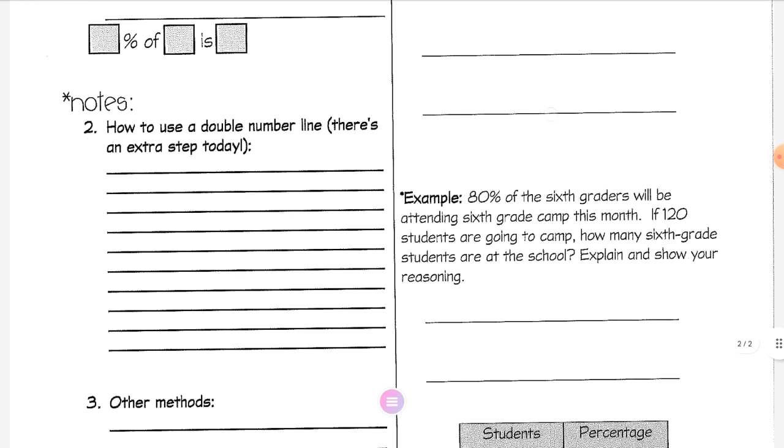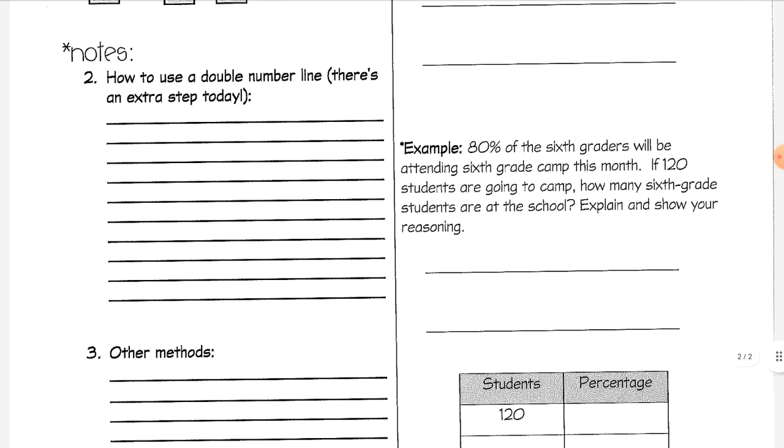So, how to use a double number line. It says there's an extra step today. We didn't write any steps yesterday, so there are no new steps for you. They'll just be the only steps you know. Wait for my marker to come back. There it is.